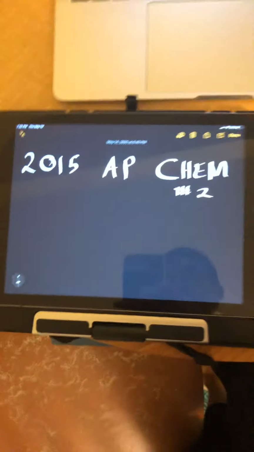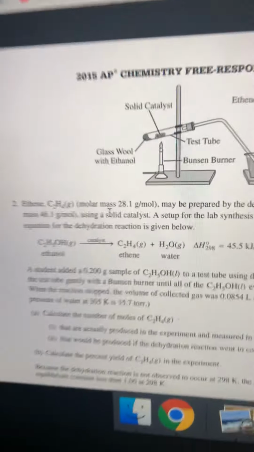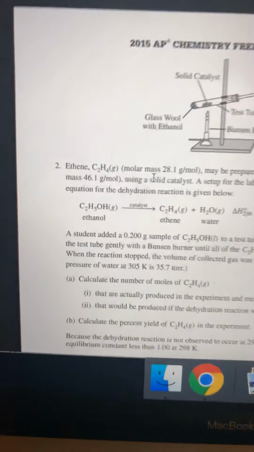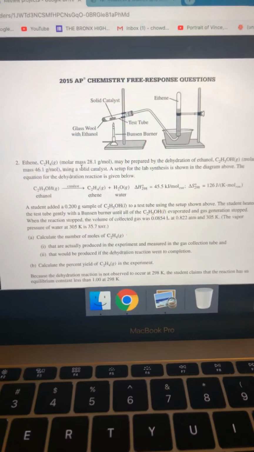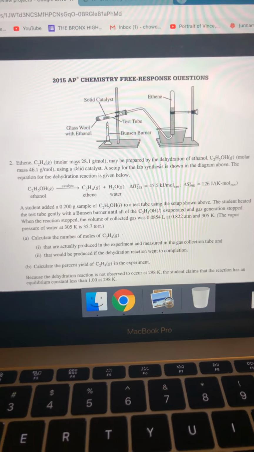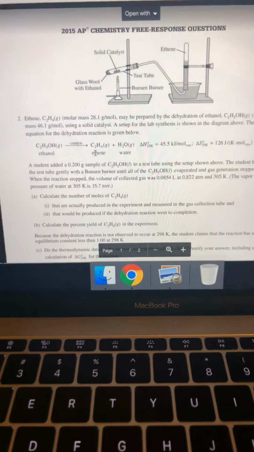Alright, so let's do 2015 AP Chemistry question number 2. So here's the question, and I'm going to use it. It says that we have this reaction, and the first question is basically asking us to find the number of moles of ethene. Let's see how we can approach this problem. They want a theoretical yield and an actual yield.